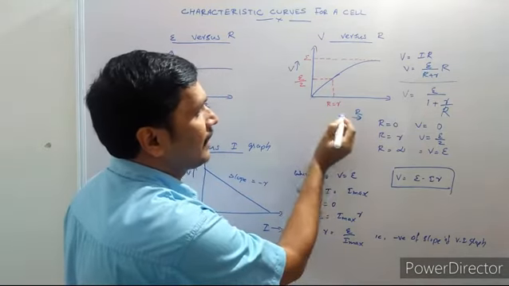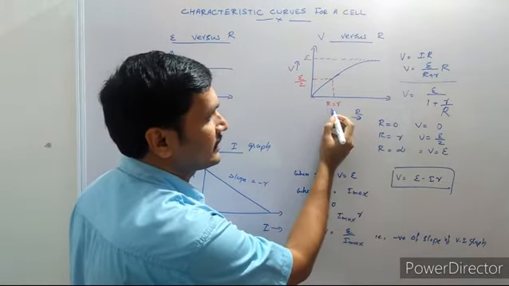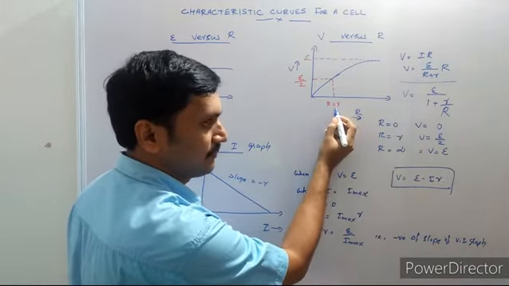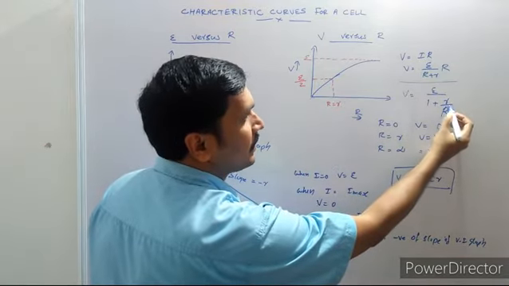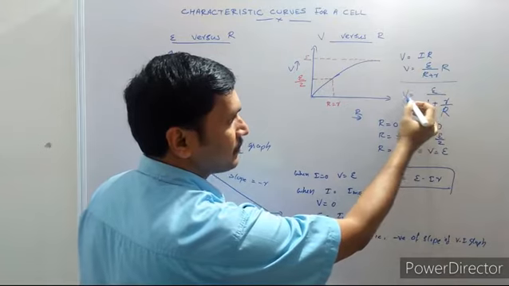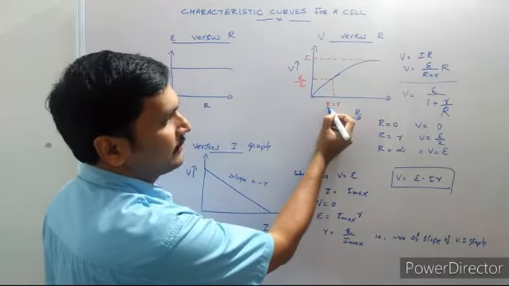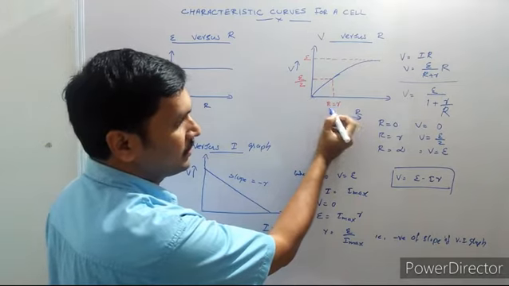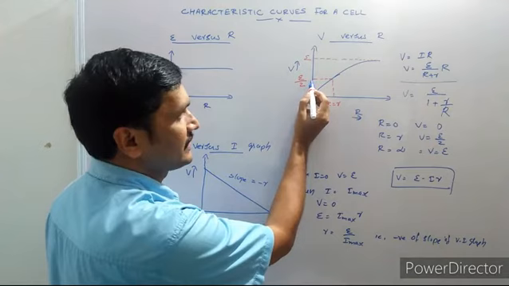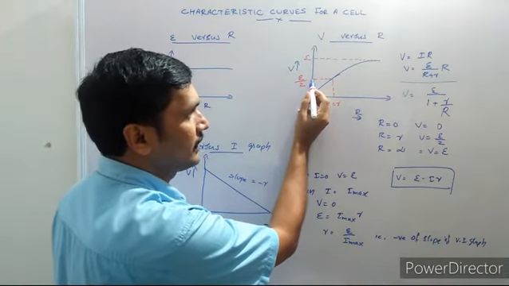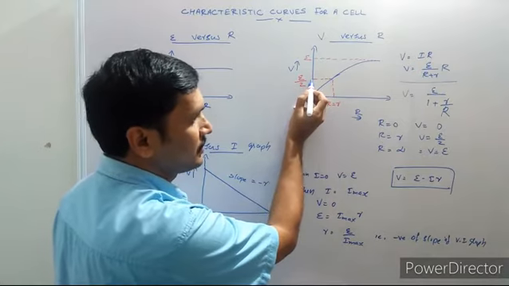Now substitute R equal to r, that is, when external resistance and internal resistance are the same. Putting R equal to r in this equation, r by R becomes 1, so V is equal to E by 2. That is, when external resistance is equal to internal resistance, the terminal potential difference is half of the EMF. That's the point here. When R is equal to r, V is equal to E by 2.